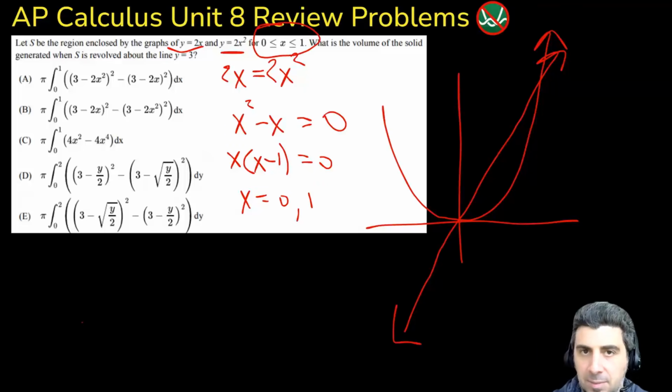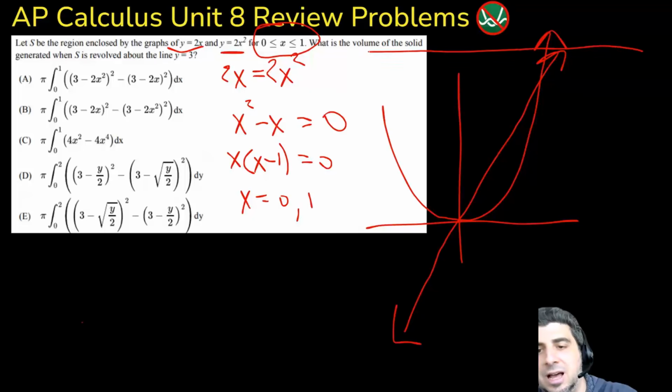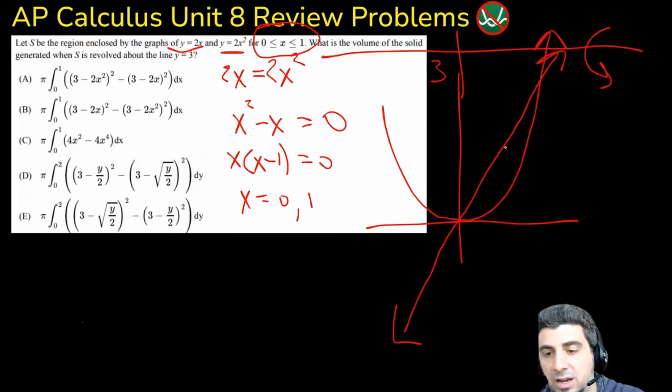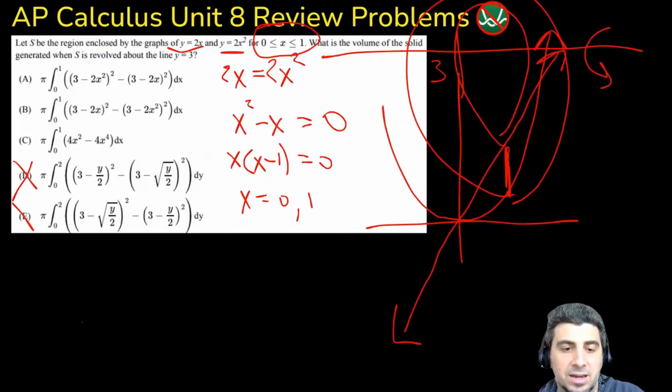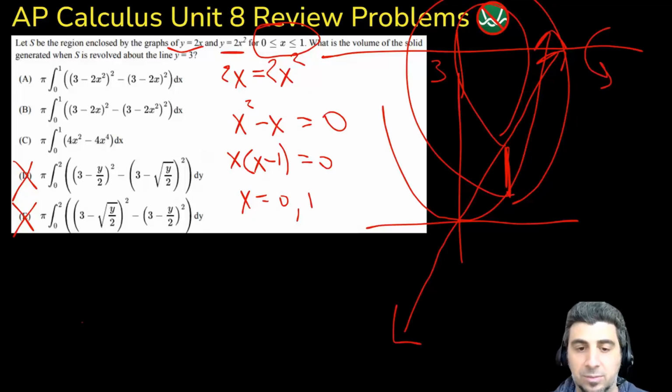So you might be tempted to eliminate D and E because those limits are different, but notice those limits are in terms of y. So that's a possibility that this problem could be in terms of y. If you imagine the line y equals 3, and you're going to rotate this around that, you would need a vertical slice, and then you rotate that around and you get a washer. That right there is why we can eliminate D and E, because those are in terms of y, not x. All the other ones have the same limit, the same pi out front.